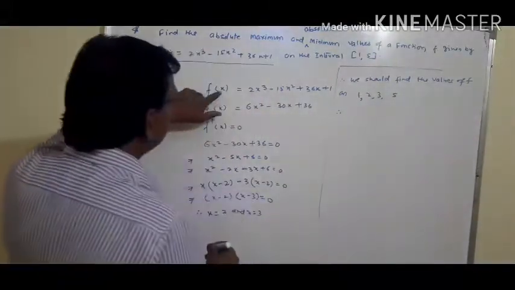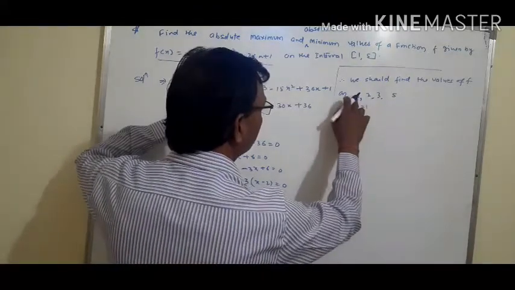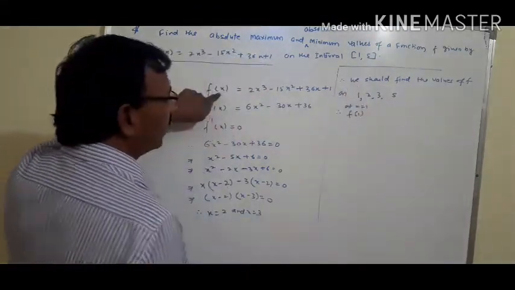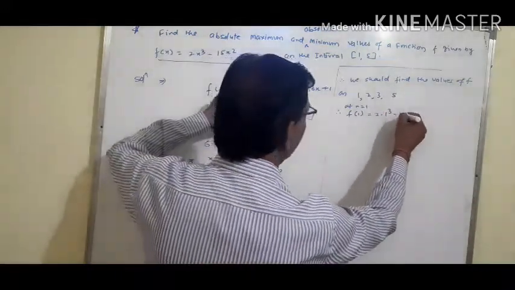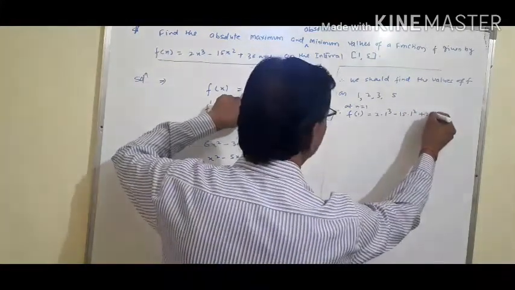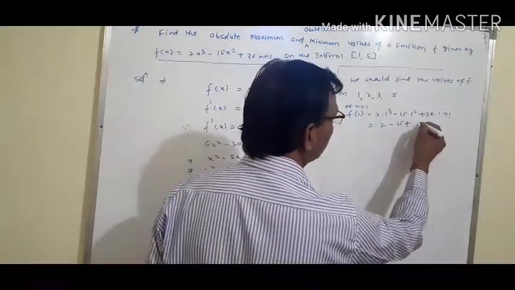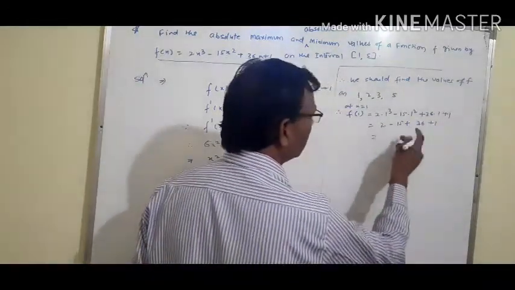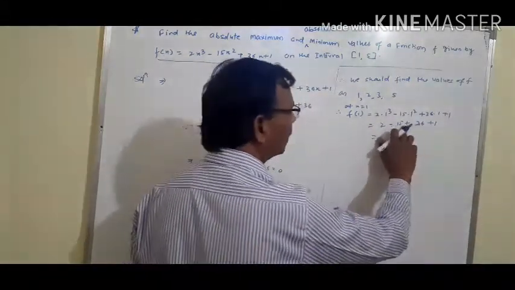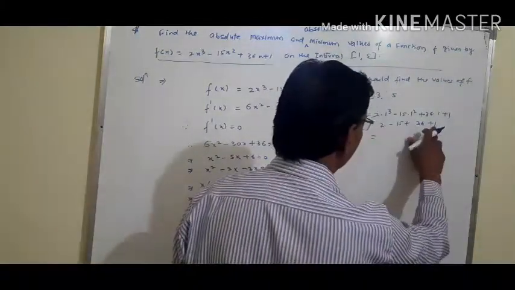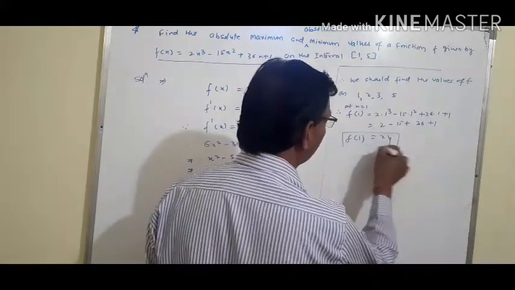Therefore in this function, at x equal to 1, f of 1 equal to 2 into 1 cube minus 15 into 1 square plus 36 into 1 plus 1. This will be 2 minus 15 plus 36 plus 1. This will be 36 minus 15, which is 21, 22, 22 plus 2, 24. Means f of 1 equal to 24.